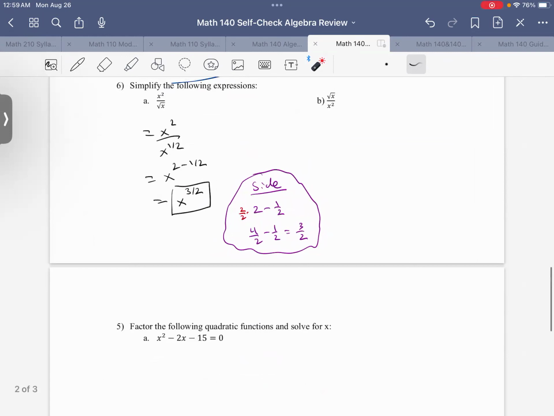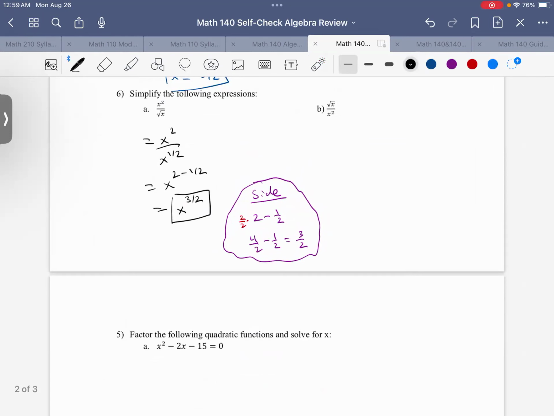Okay, so let's check out part B for this last one here. It's really just the same exact question, just flipped this time. So what this becomes is x to the 1/2 over x squared, which is just x to the 1/2 minus 2. And it's really just x to the negative 3/2. And if we want to make that positive, it's 1 over x to the 3/2.